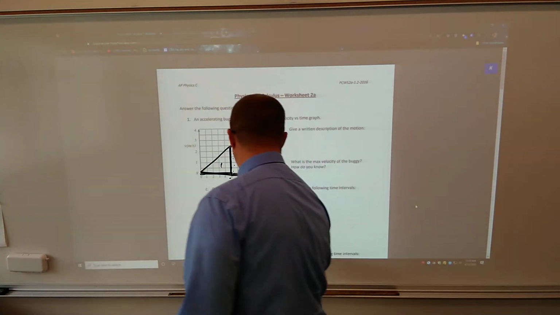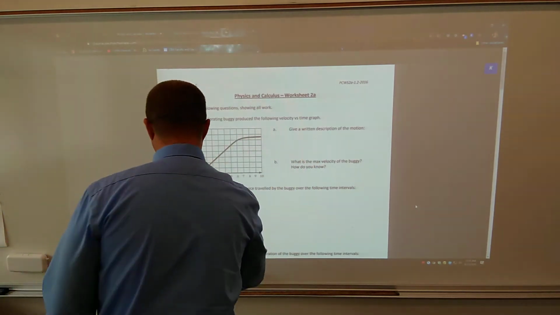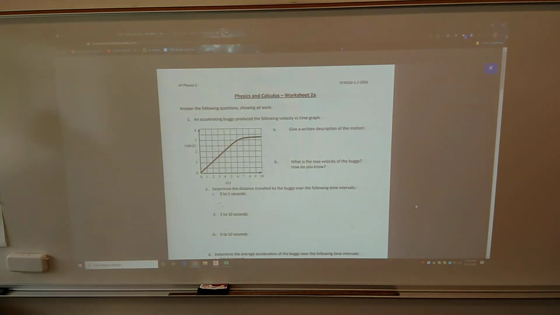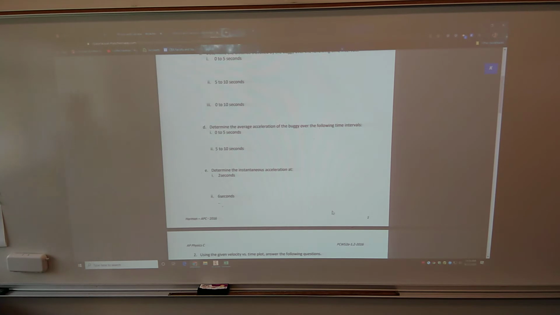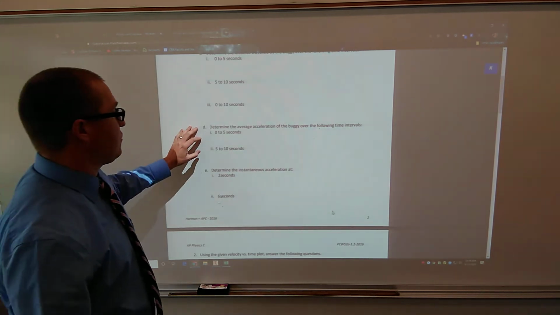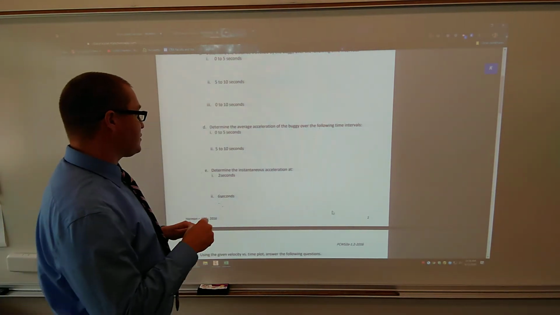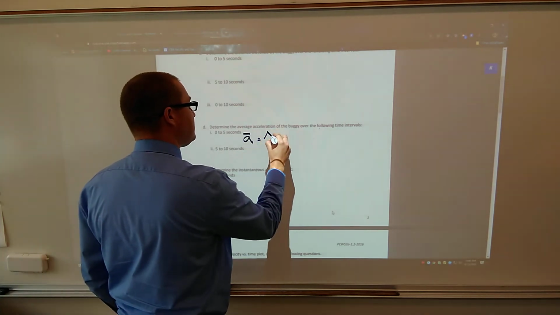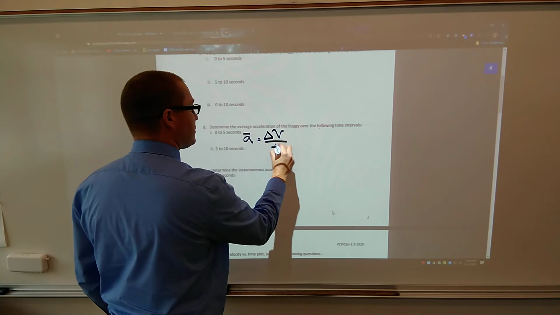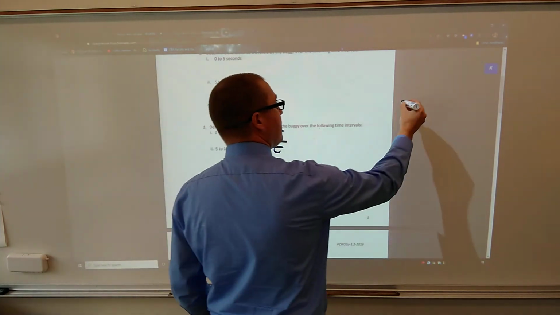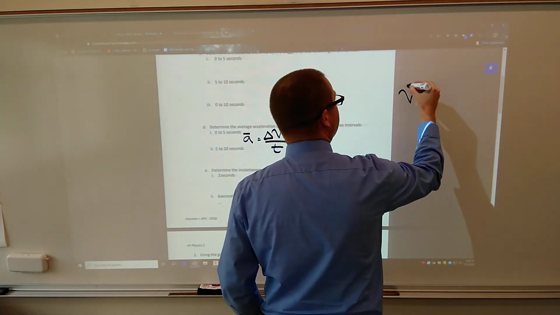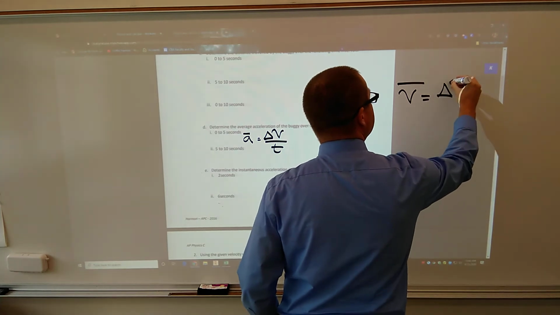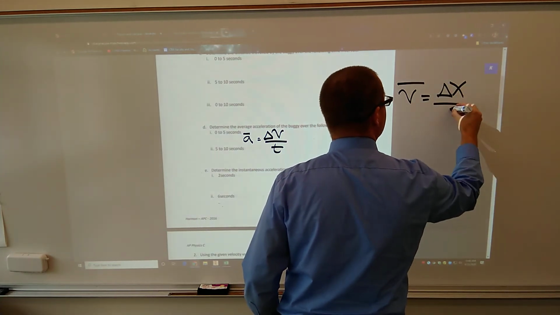You guys can go back and take a look at that. All right, you scroll down here so you can see what's going on. It says determine the average acceleration of the buggy over these following time intervals. Average acceleration, average, it's the net change in velocity over time. Kind of like we had before, average velocity was a net displacement over time.